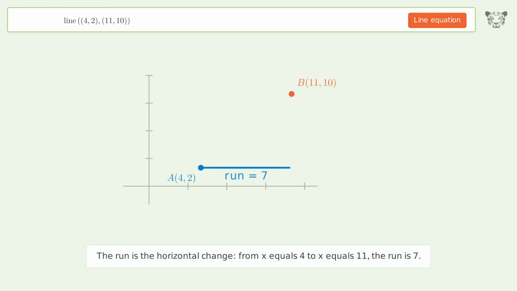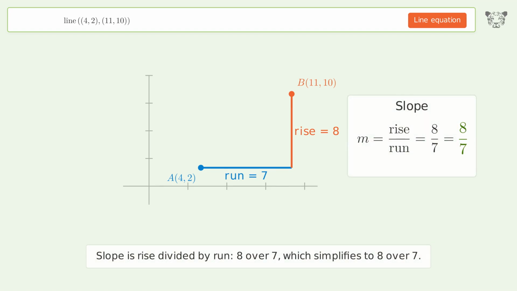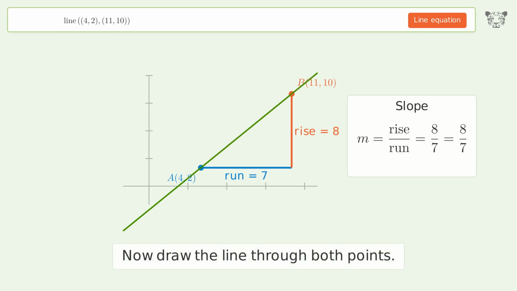The run is the horizontal change, from x equals 4 to x equals 11, the run is 7. The rise is the vertical change, from y equals 2 to y equals 10, the rise is 8. Slope is rise divided by run, 8 over 7, which is already in simplest form. Now draw the line through both points.